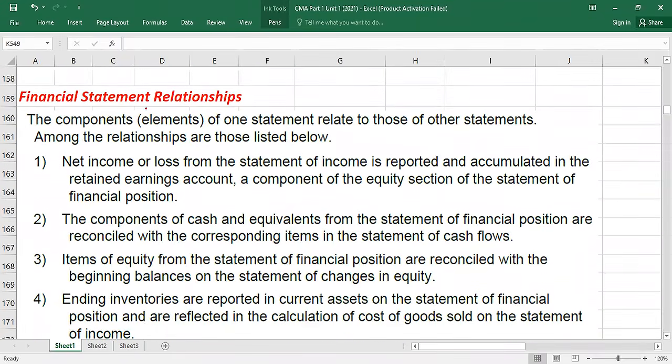Now I'm going to tell you one more thing, which is called financial statement relationships. What are the financial statement relationships?